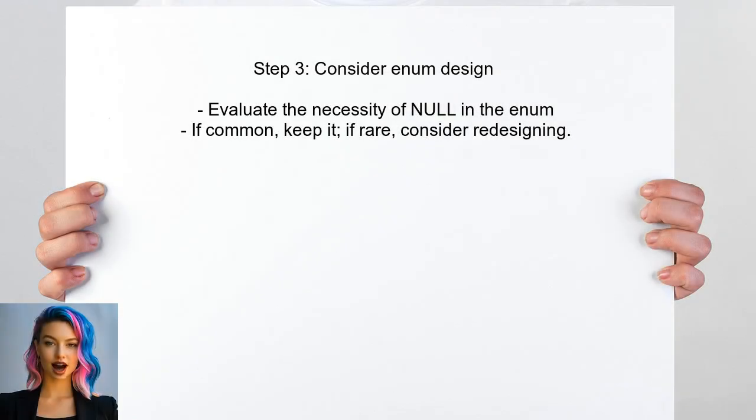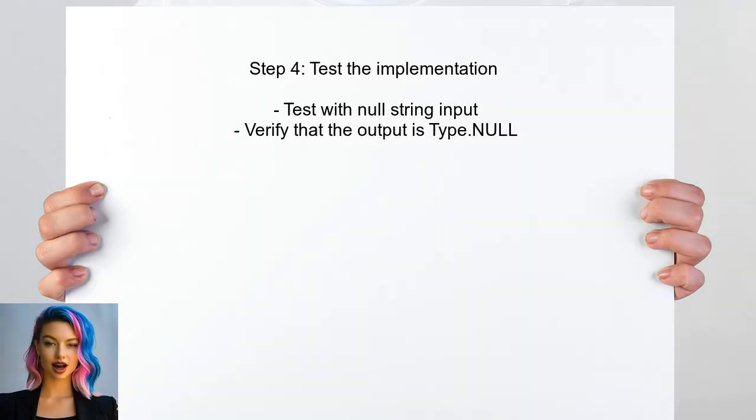Additionally, the user might consider whether having null as part of the enum is necessary. If null values are common, it may be better to keep it. However, if they are rare, it might be worth reconsidering the design. Finally, the user should test their implementation to ensure that when the string is null, the method correctly returns type.null. This will confirm that the solution works as intended.